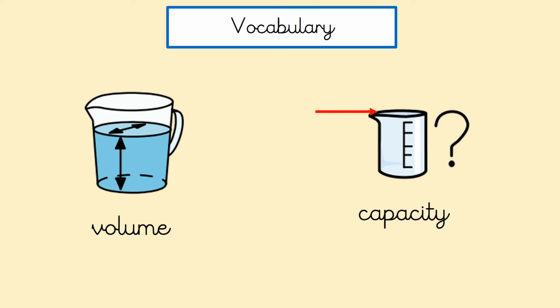We can also talk about capacity when we're measuring things that aren't to do with liquid. So we could talk about the capacity of a classroom, maybe asking how many people can fit in a classroom, or the capacity of a pencil case, how many pencils can fit in the pencil case. But while we're talking about volume in this unit, we'll be talking about how much liquid you can fit into a container.